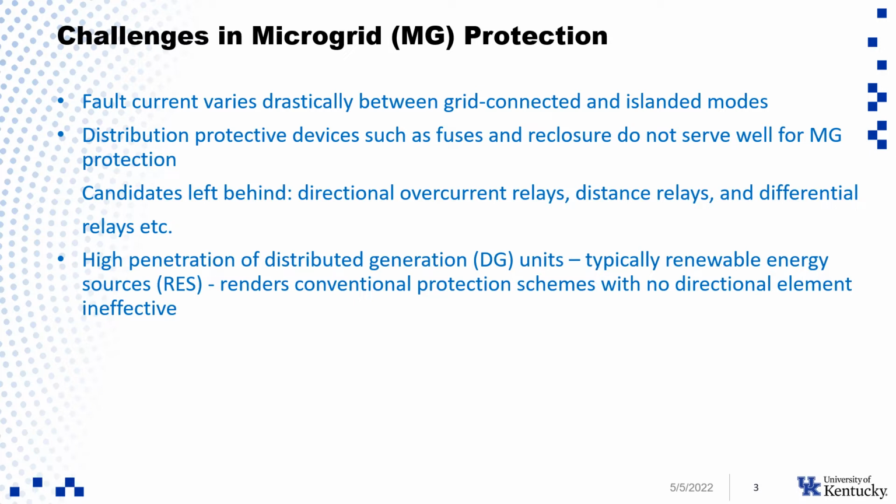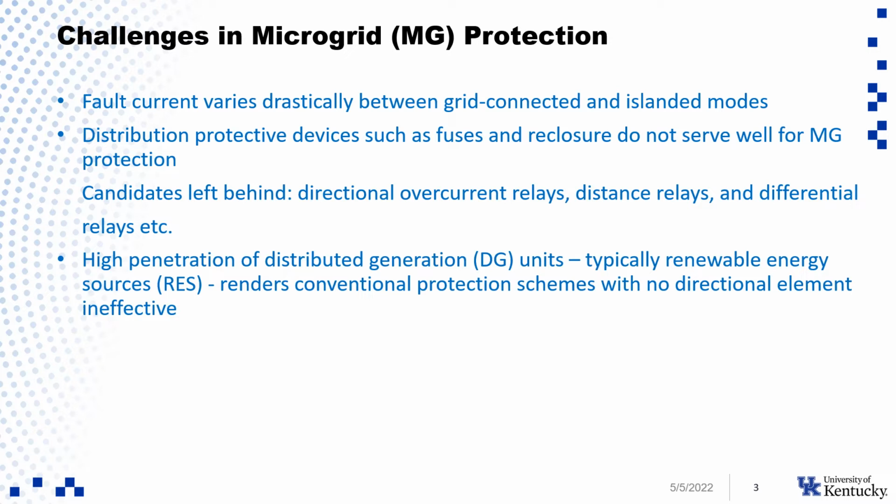Secondly, although microgrid lies on the distribution side of the conventional grid, the distribution protective devices such as fuses and reclosers do not serve well for microgrid protection because of different short circuit capacities and fault current levels. So this leaves behind the traditional devices used on the transmission side, such as directional overcurrent relays and differential relays etc., for MG protection.